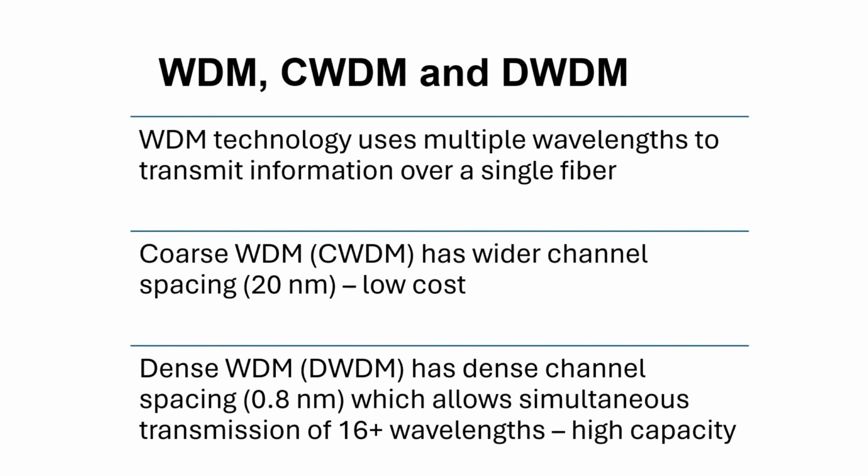Before starting to study the passive and active components, what are the types of WDM? WDM types are CWDM and DWDM. CWDM has wider channels, the spacing is 20 nm, and it has low cost. Dense WDM has dense channels, the spacing is 0.8 nm, which allows simultaneous transmission of 16 plus wavelengths, and it has higher capacity. According to your choice, you can use DWDM or CWDM, but DWDM is widely used.